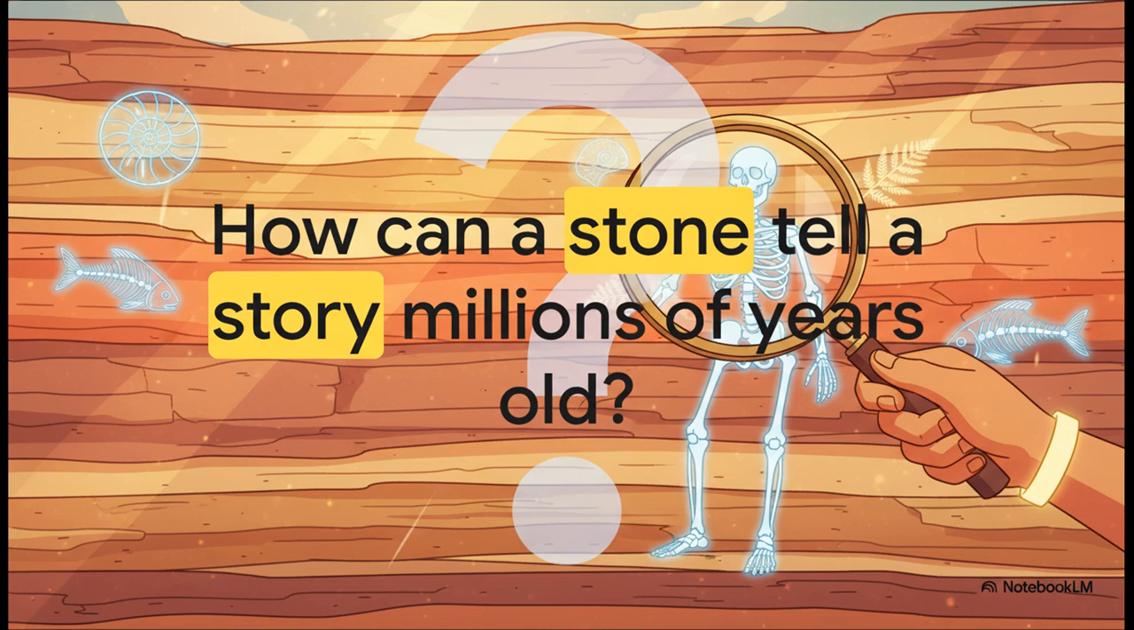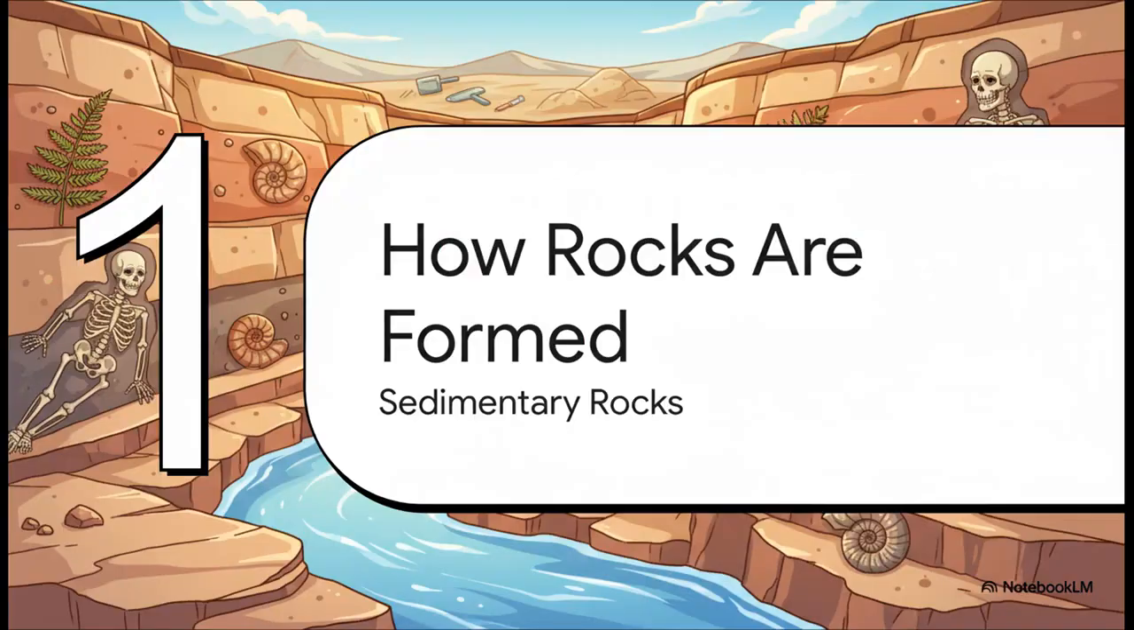So, yeah, that's the big question, right? How on earth can a simple stone capture a perfect snapshot of a world that existed long, long before any of us? Well, to figure that out, we've got to start at the very beginning, how these story-filled rocks are even made in the first place. Okay, so if we're going to read these stone books, first we have to understand how the pages themselves are made. And our story starts with a very special kind of rock called sedimentary rock.